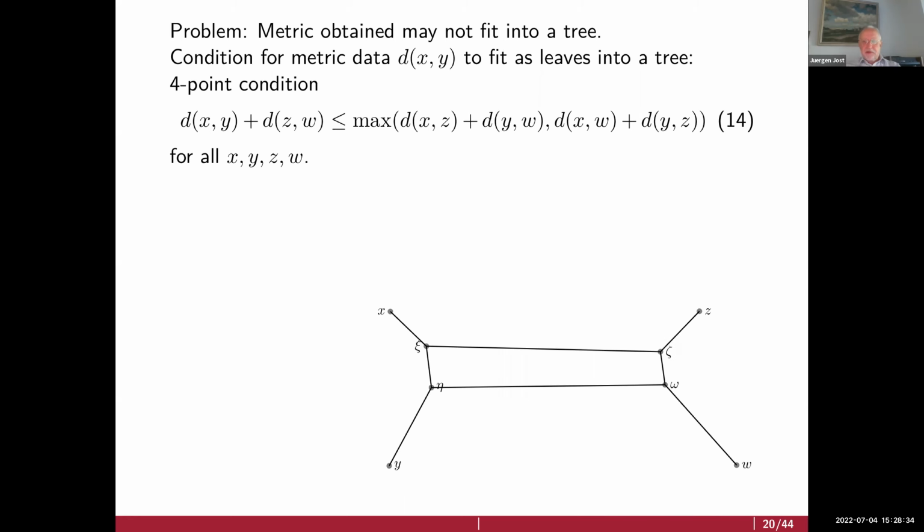Now, here we have a different situation where the data do not really fit into a tree. So the distance between X and Y here is the length of the segment from X to Xi, plus that from Xi to eta, plus that from eta to Y, and so on. But the distances no longer satisfy the 4-point condition. But that is what comes out of your measurement, by computing the distances between the sequence data. So what can you do there?